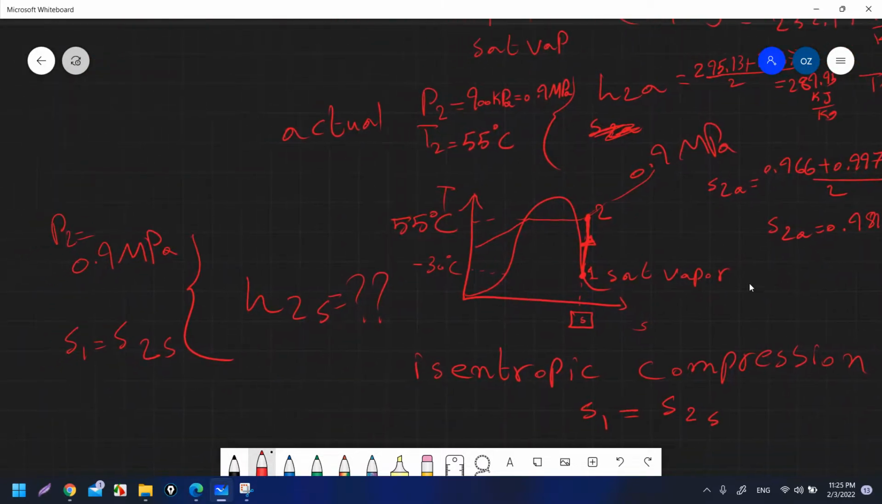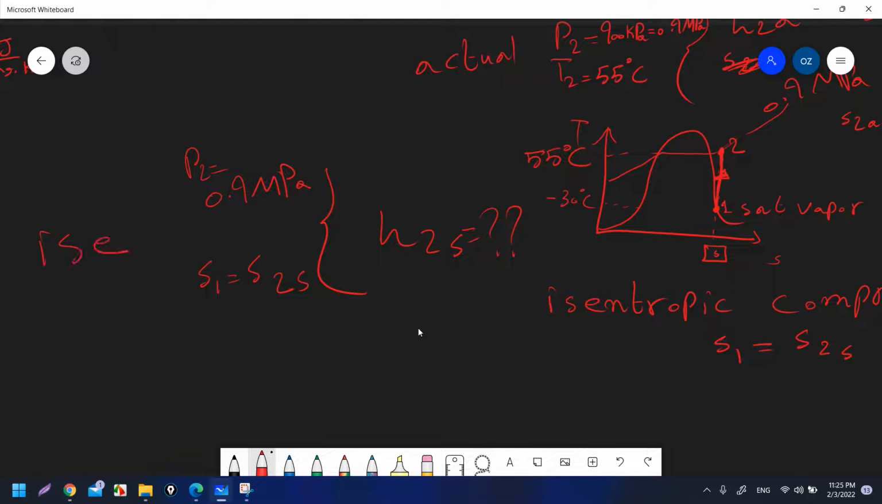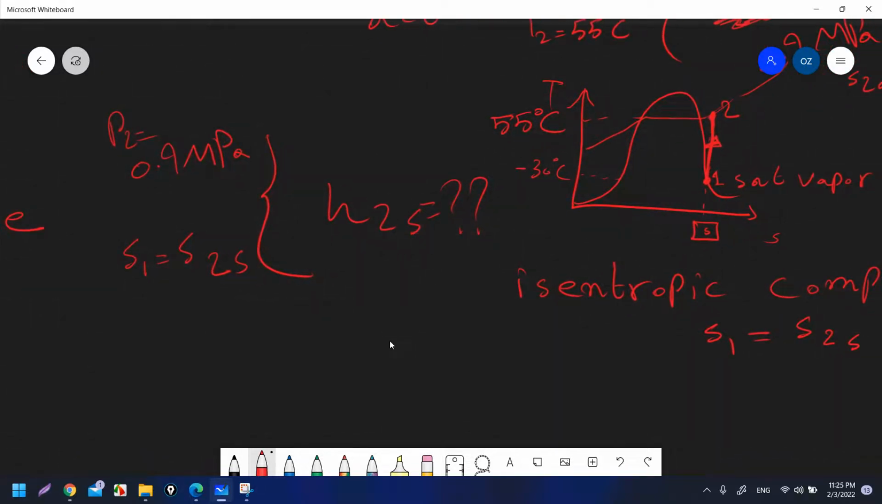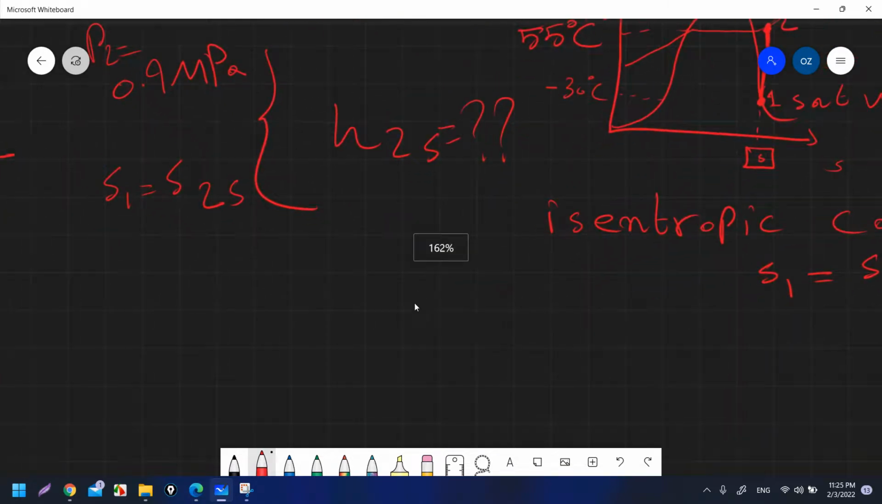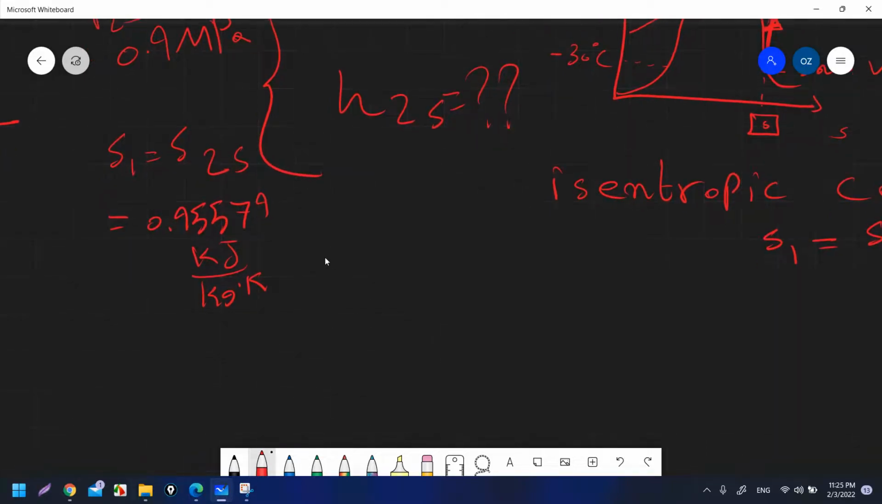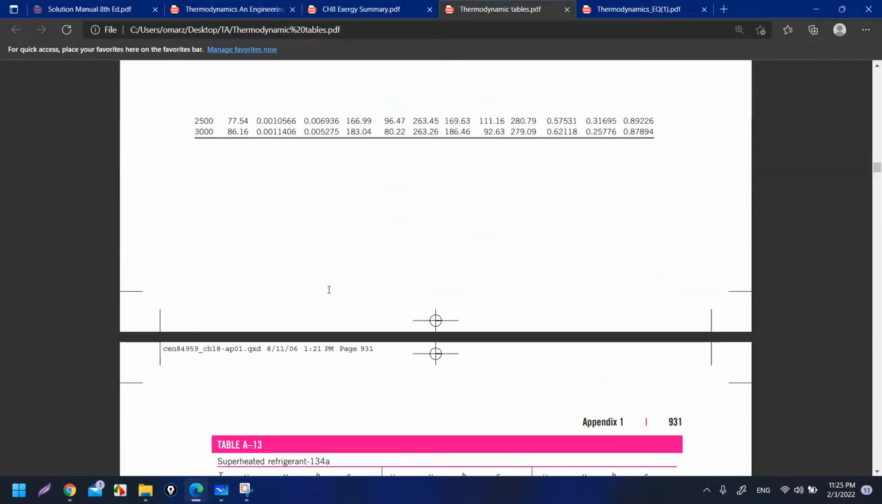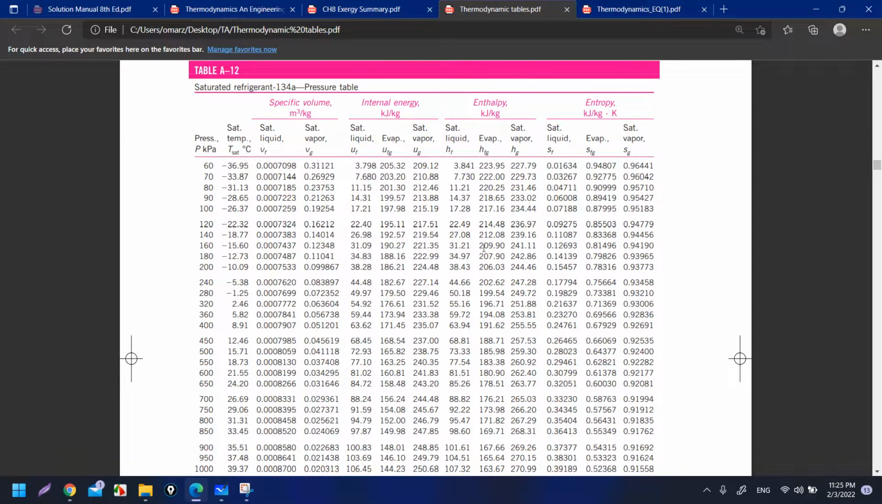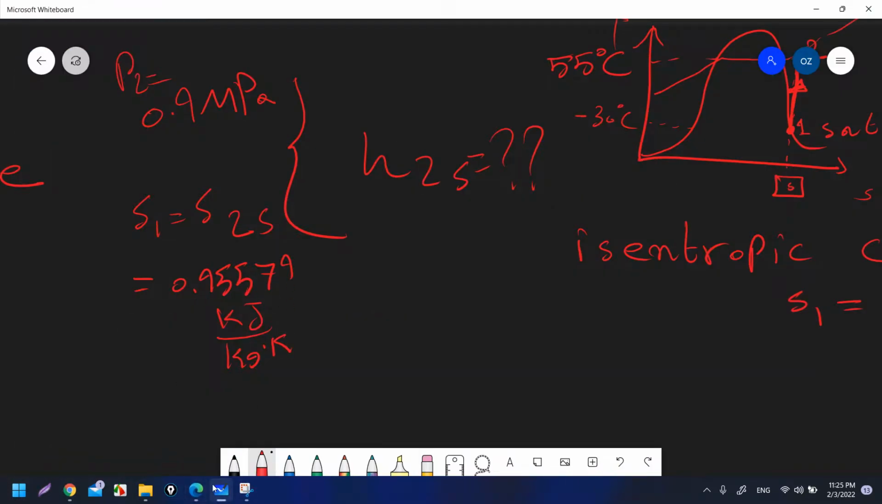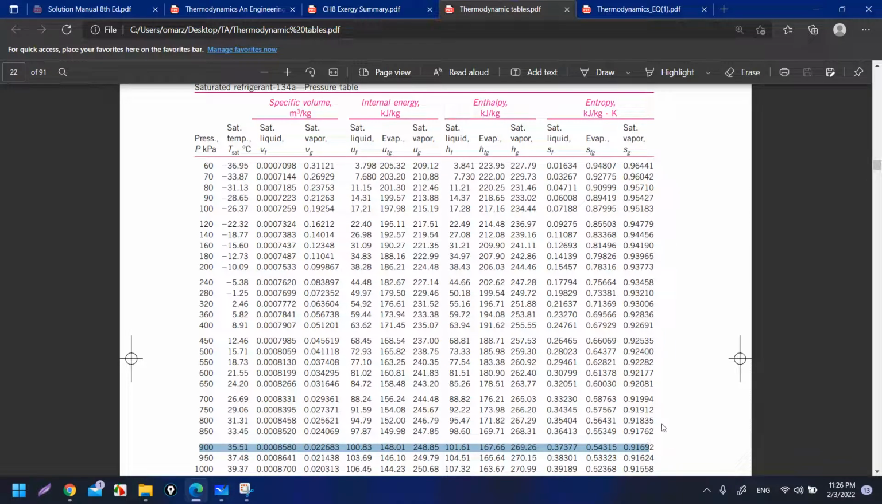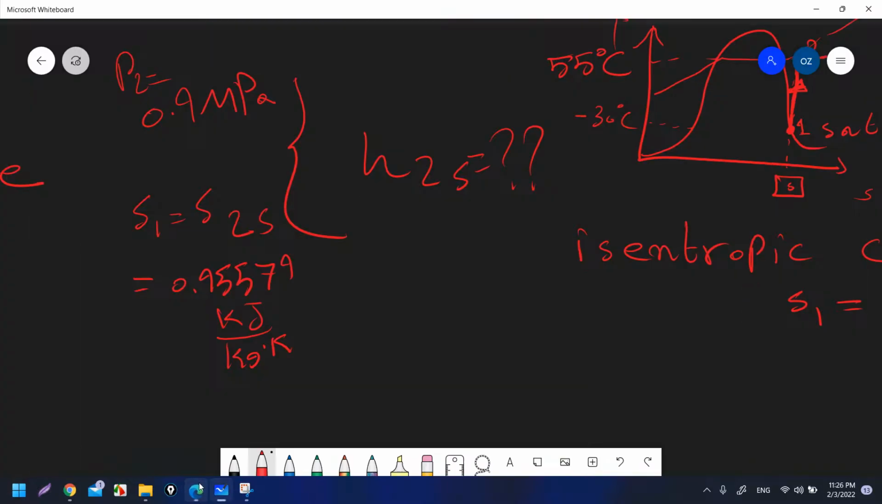For the isentropic state, the ideal one, 0.9 megapascal, s1 equals s2s. S1 is 0.95579, and this one is equal to 0.95579 kilojoule per kilogram Kelvin. So what shall I do? I will go to table A12, the pressure table, and compare my entropy to sg. At 900 kilopascal, my entropy is 0.95579, so it is higher than sg. When it is higher than sg, it is in the superheated table, so you have to go to the superheated table.